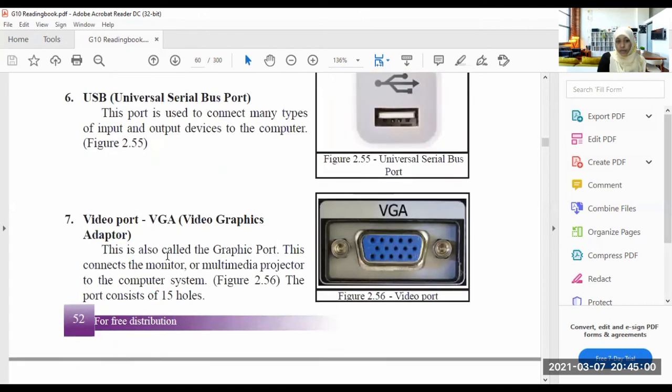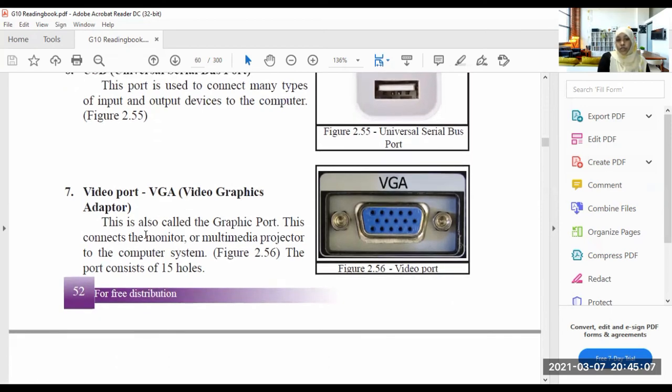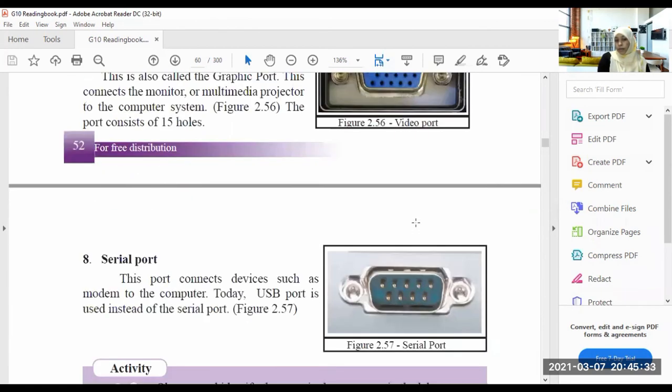Next one is VGA, video port, or Video Graphics Adapter. This is also called the graphic port. This connects the monitor or multimedia projector to the computer system. The port consists of 15 holes. So how many holes in the VGA port? There are 15 holes. How many holes in the parallel port? There are 25 holes. You should remember it.